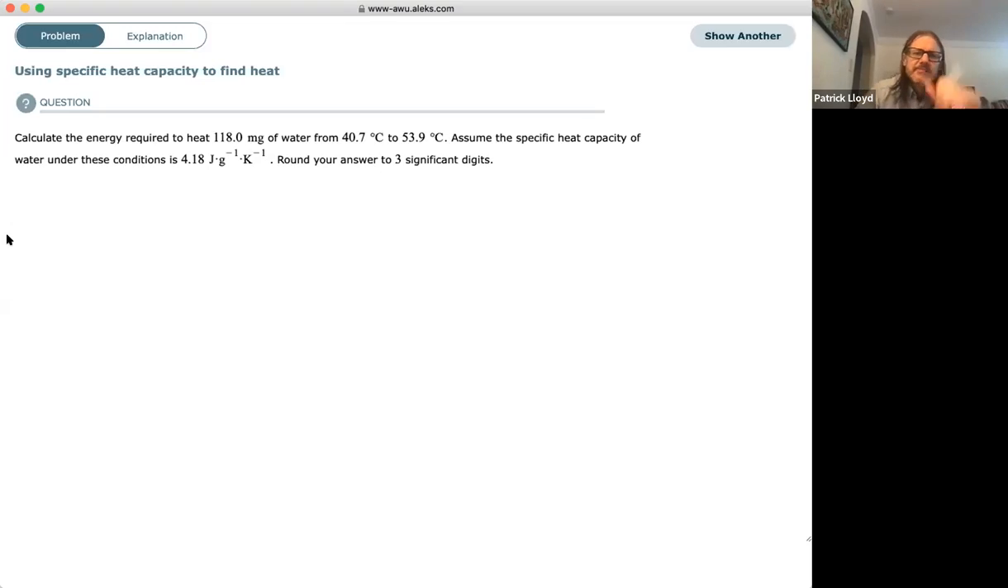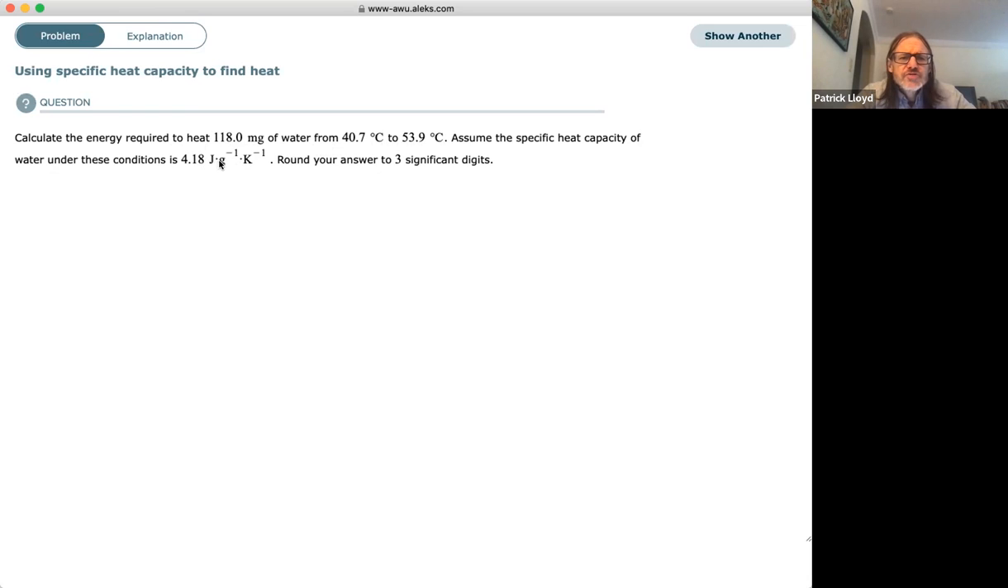And you'll see that it's pretty similar. It's actually even perhaps a little simpler than the one we just looked at. Using specific heat capacity to find heat. So now we're going to find heat, Q, right? Q is heat. Calculate the energy required to heat 118.0 milligrams of water from 40.7 degrees Celsius to 53.9 degrees Celsius. Assume the specific heat capacity is 4.18.